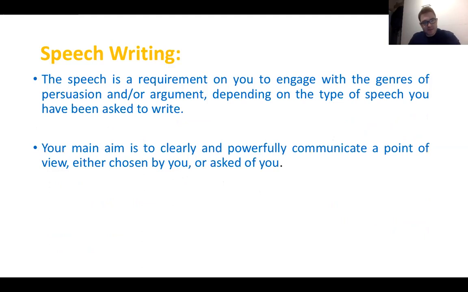Speech writing then. So the speech is a requirement on you to engage with the genres of persuasion and or argument, depending on the type of speech you have been asked to write. So there's two types, as I said. There's the argumentative speech, and then there's the more address speech. So the argumentative: write a speech for or against the motion, or write a speech in favor of the motion, or write a speech supporting the following statement.